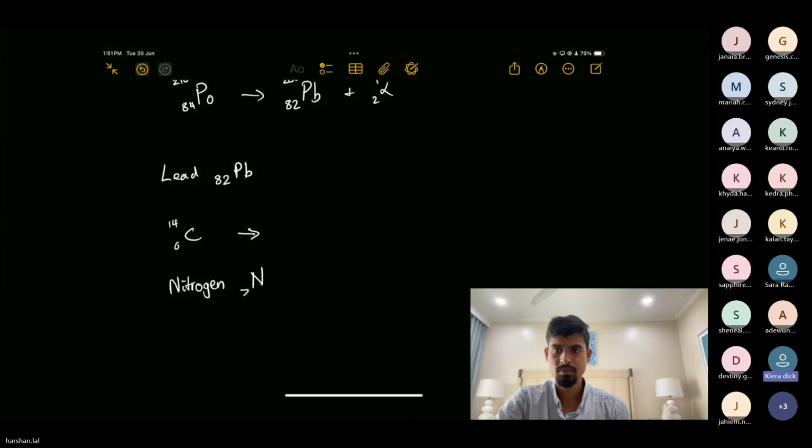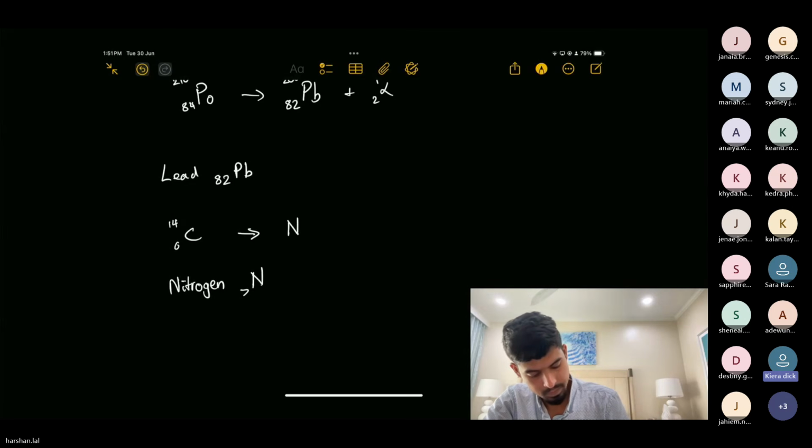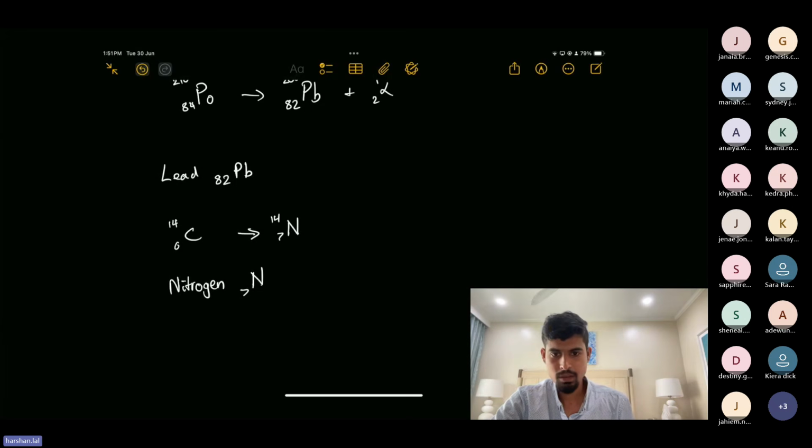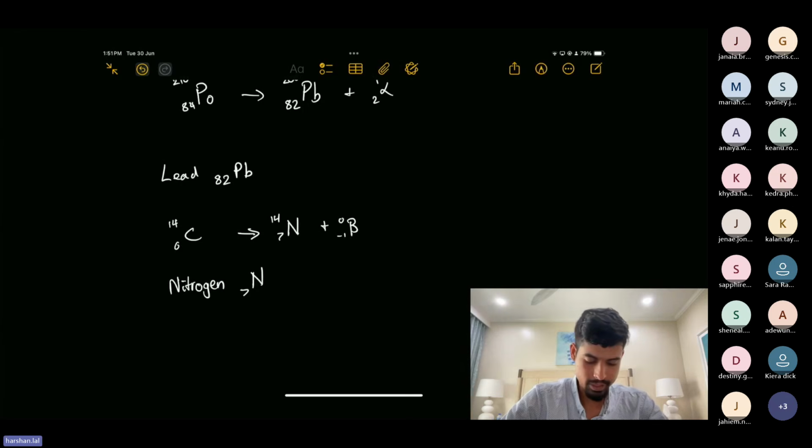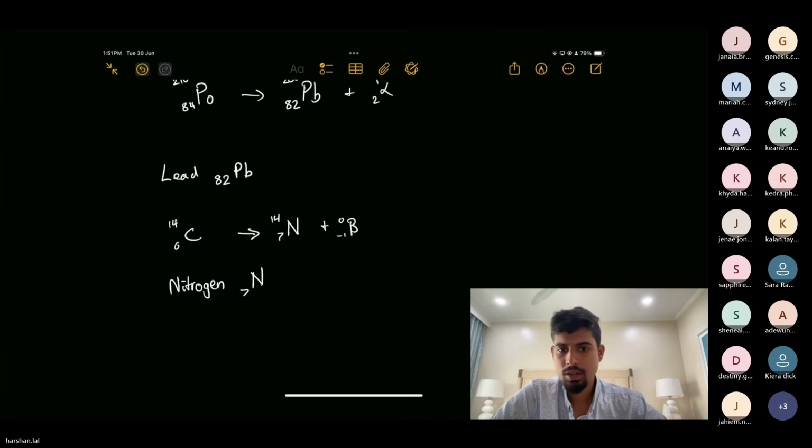So by beta decay, right? Nitrogen 7 and 14, and then plus beta, negative 1 and 0. Right. So the mass number doesn't change because beta particles are very light, but the atomic number increases by 1.